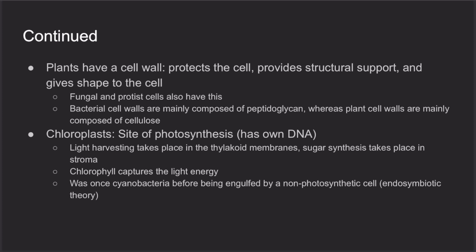They also have chloroplasts, so plants have chloroplasts. Animals don't have chloroplasts. That's kind of unfortunate, but oh well. This is the site of photosynthesis, and like I briefly stated earlier, it does actually have its own DNA. The chloroplast is where the light harvesting takes place, and that occurs in the thylakoid membranes, whereas sugar synthesis takes place in the stroma.